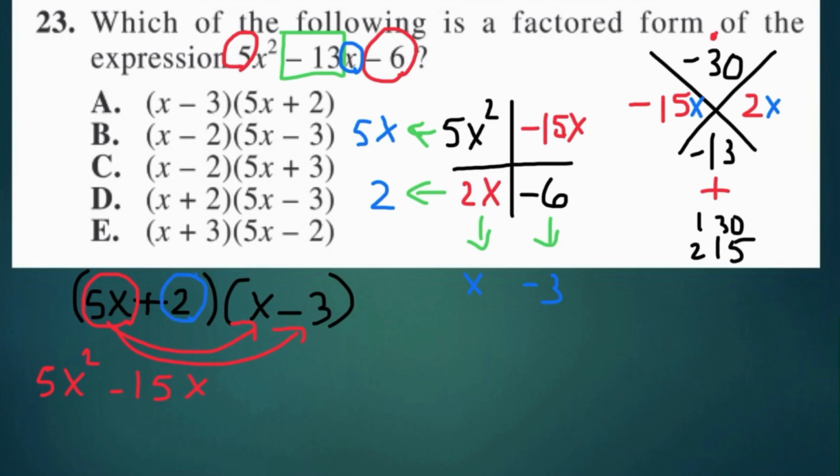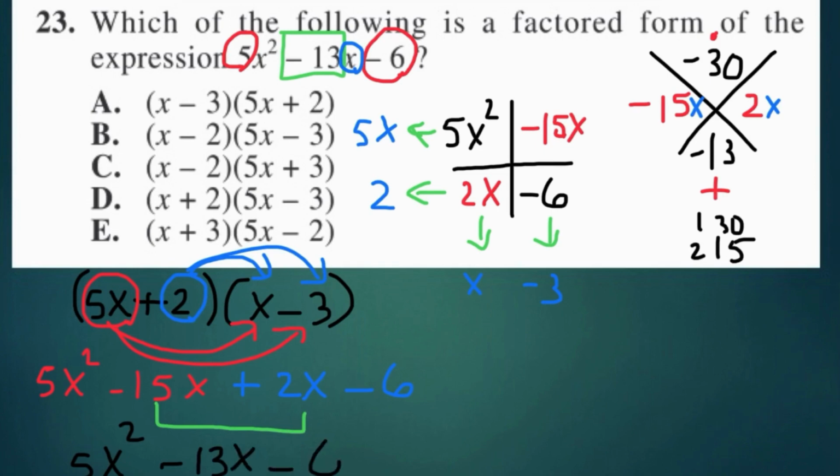And then if we take the second term, 2, and we distribute that, 2 times x is going to give us 2x. 2 times negative 3 is going to give us negative 6. And then if we combine those two like terms in the middle, we end up with 5x squared minus 13x minus 6. And so the solution is correct, and therefore the answer would have to be A.